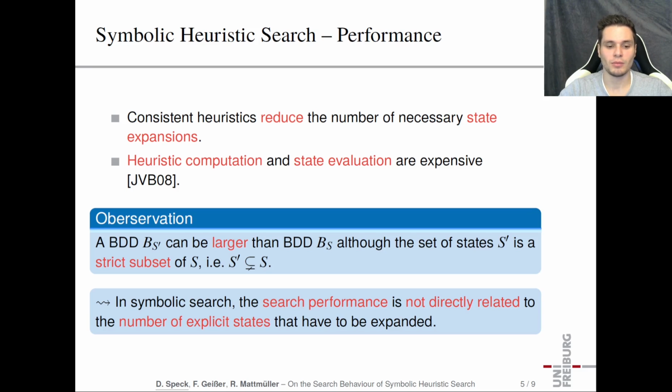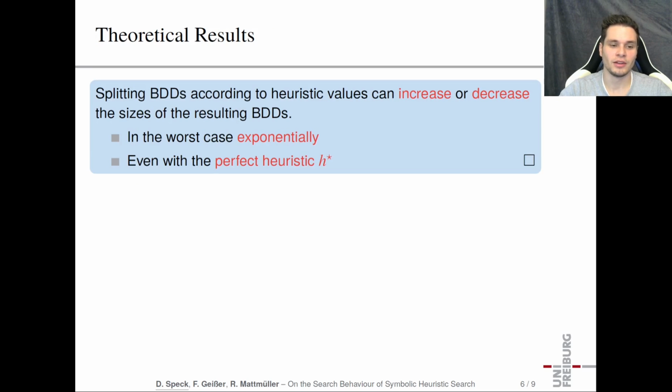And that more or less means that the performance of symbolic search is not directly correlated to the number of explicit states we have to expand. So expanding fewer states doesn't mean that our symbolic search performs better. So what are the theoretical results? We put that to the extreme.